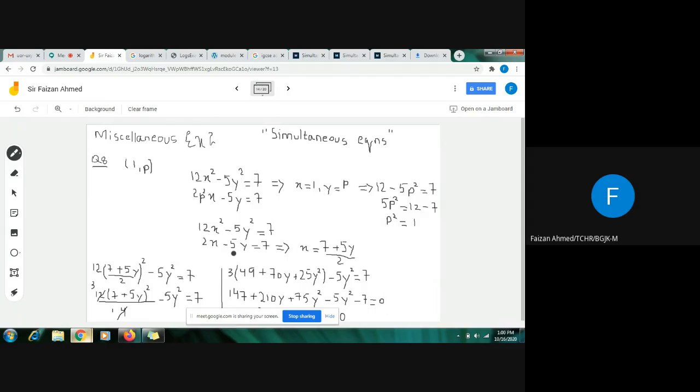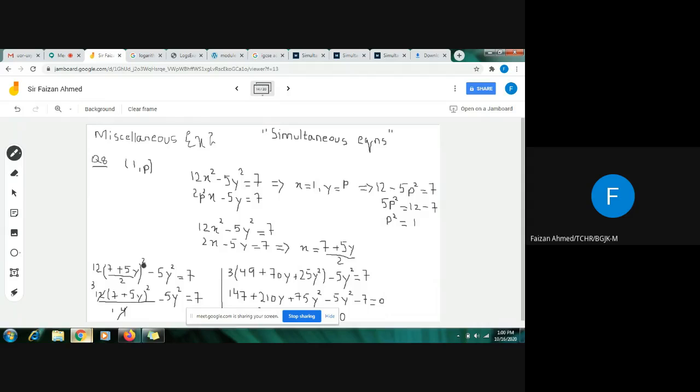So I have to shift this negative 5y to the other side, so it will be positive 5y. And this 2 is being multiplied, so it will get divided. So the value of x will be (7 + 5y)/2. Now I will put the value of x in this equation. 12 will be as it is, and I will place the value of x, that is ((7 + 5y)/2) whole squared, minus 5y² as it is, equals 7.